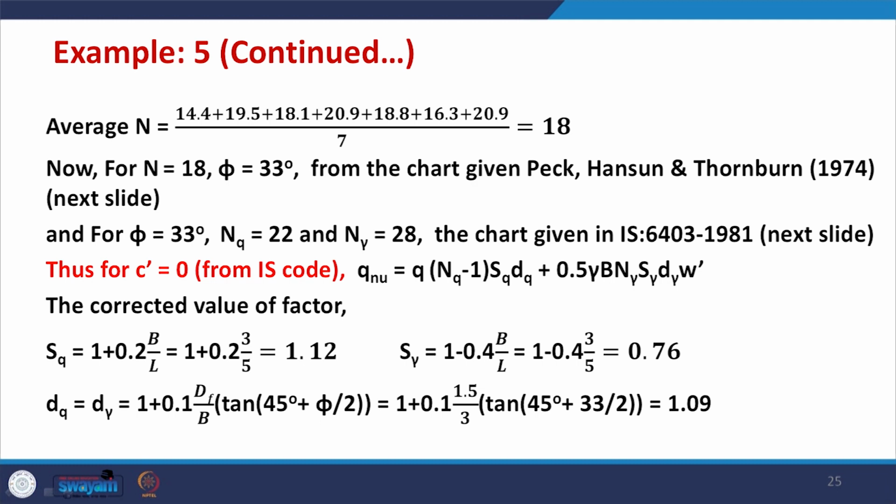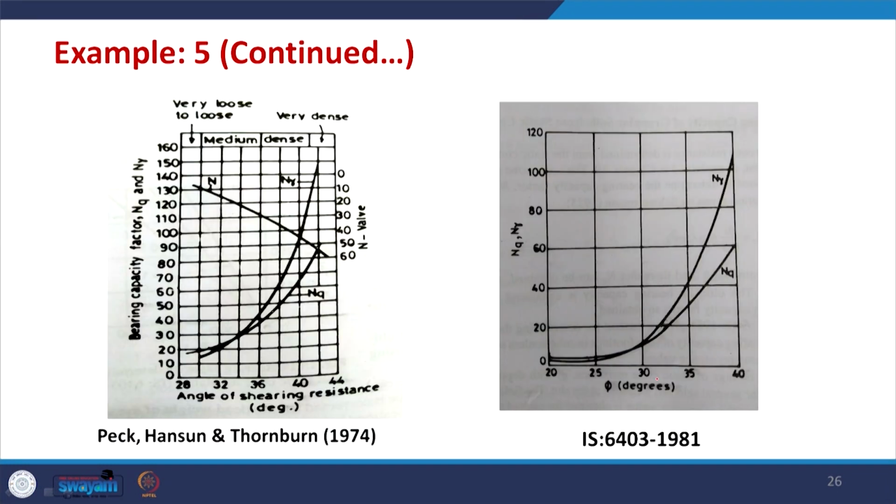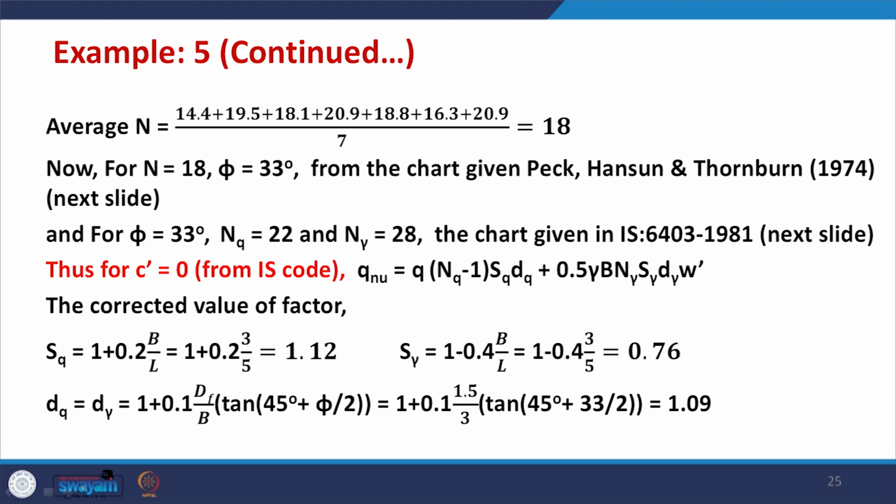Once you obtain phi equal to 30 degree, again we calculate the values of N_q and N_gamma from the chart given by IS code, IS 6403. So, for the corresponding value of phi, you read the values of N_q and N_gamma from this chart, and this is given here, which is coming out as 22 and N_gamma.